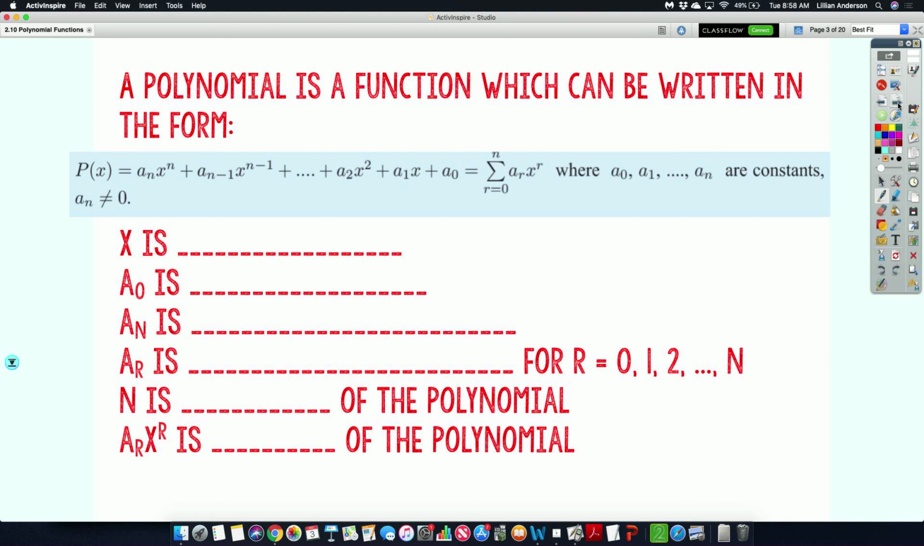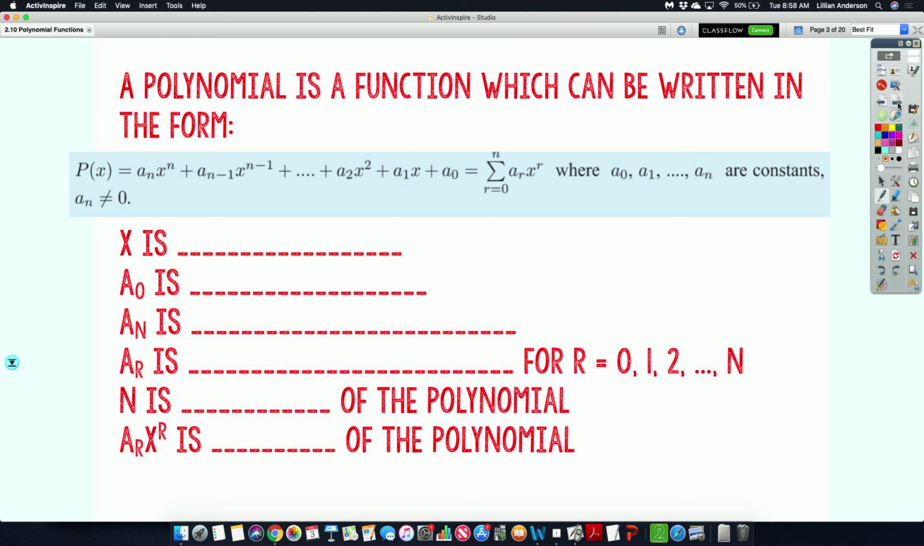All that can be shortened by saying the sum as r equals 0 all the way up to n of a sub r x to the r, where a sub 0, a sub 1, all the way to a sub n are constants. And of course, a sub n cannot equal 0.